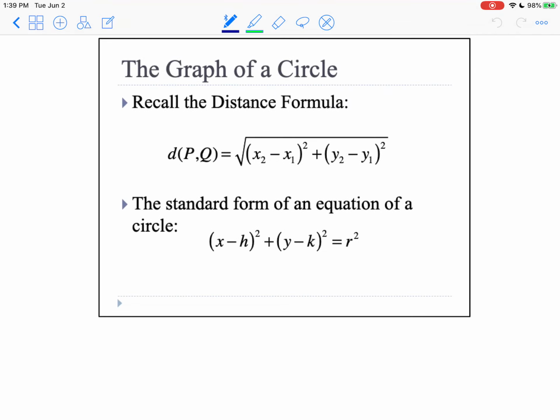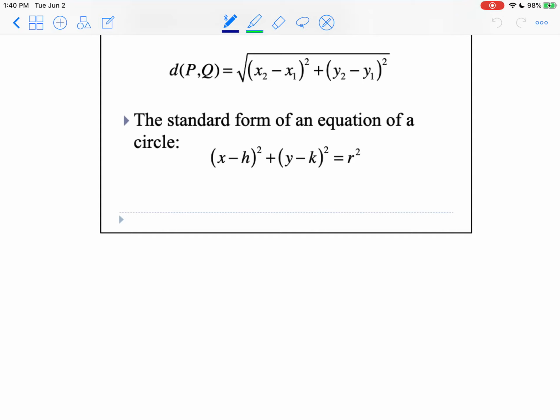All right, so let's look at the graph of a circle. The graph of a circle comes from the distance formula. Remember what we talked about in the previous video, that the distance formula comes from the Pythagorean theorem. The definition of a circle is that it's the shape formed from all of the points that are the same distance away from a fixed point, and that fixed point is the center of the circle.